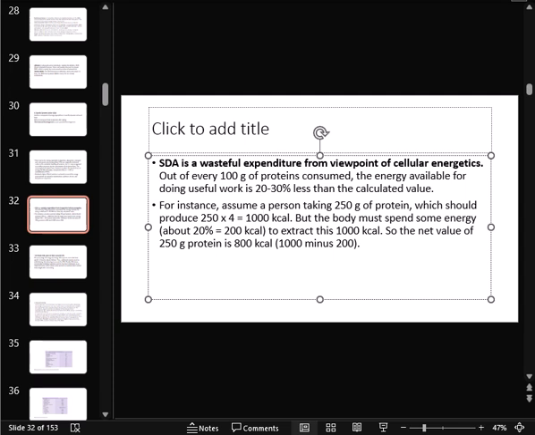kilocalories. Let's say 20% of these kilocalories is used up to actually absorb, digest, and utilize this protein. So we find 20% of the 1000, which is 200 kilocalories. So the net value of the 250 grams of protein is 800, since we subtract that 200 from the 1000.